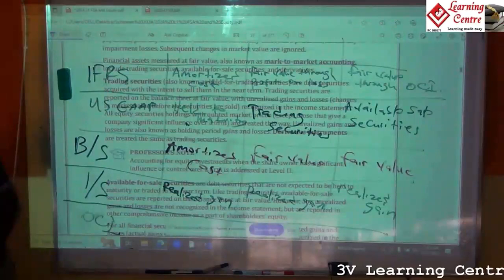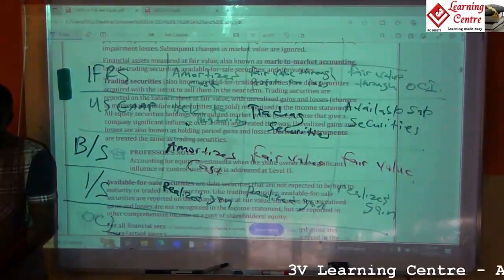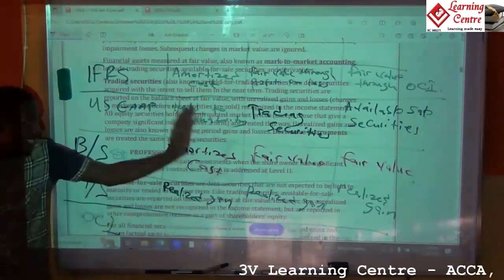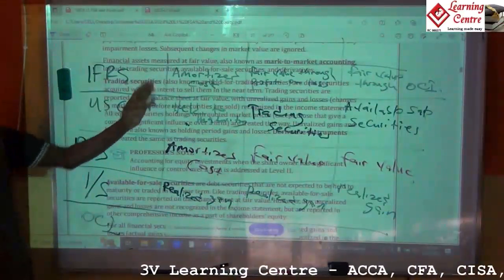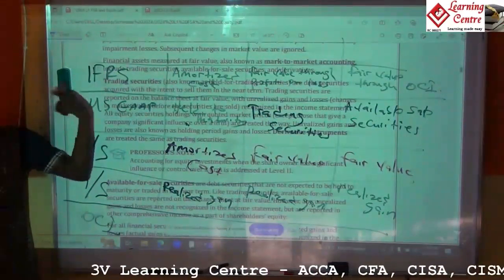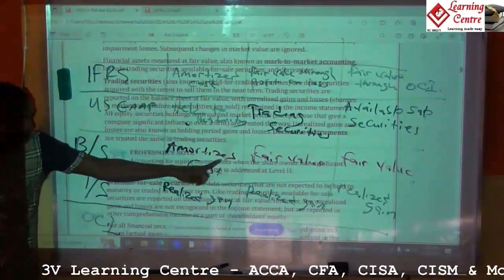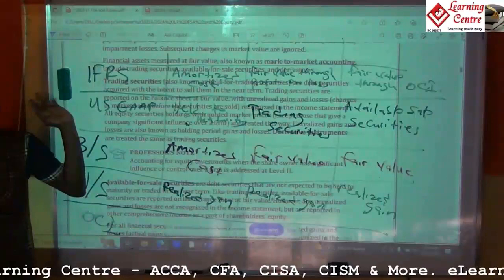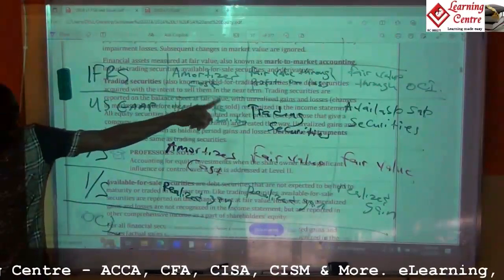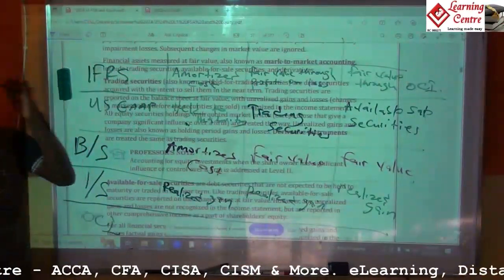Under both IFRS and the other standard, it's the same treatment, it's just the name that is different. Looking at IFRS, I can deduce how I'm going to categorize it. It's the same way. So let me get it clear.